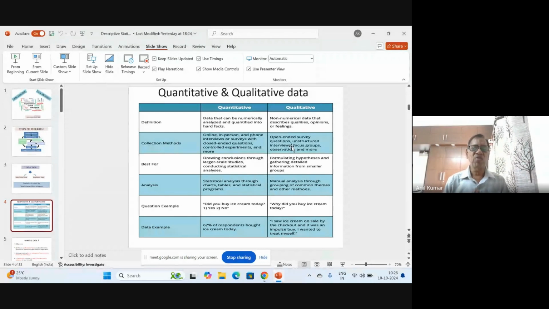To have good research, to have dependable research results, one should triangulate quantitative data with the help of qualitative data, or qualitative data with the help of quantitative data. So mixed-type researches are nowadays in the market.